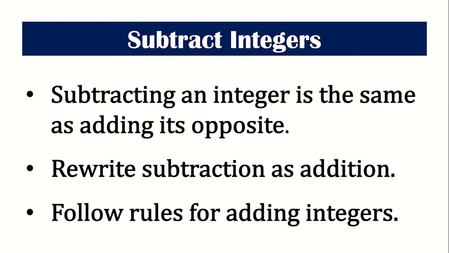Okay, so here is a summary of the rules in adding and subtracting integers. So first, subtracting an integer is the same as adding its opposite. So that would be possible by rewriting subtraction as addition. And then just follow the rules for adding integers.